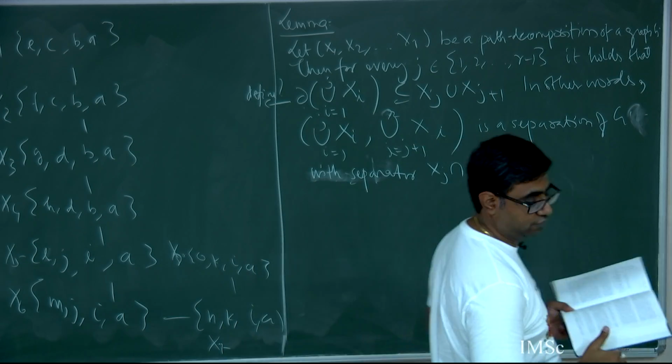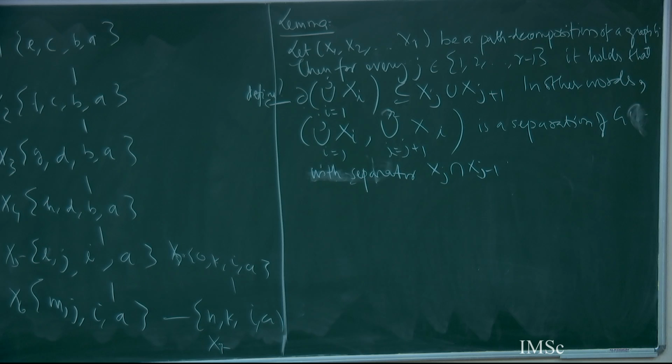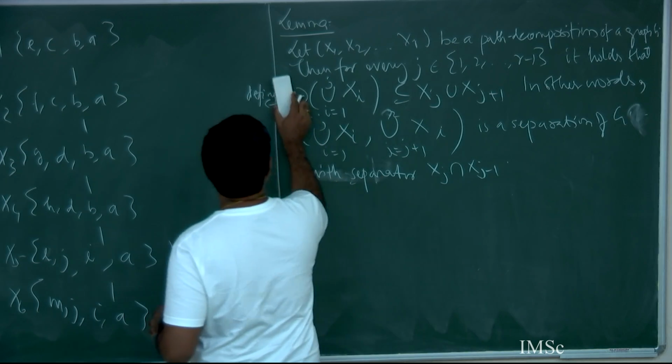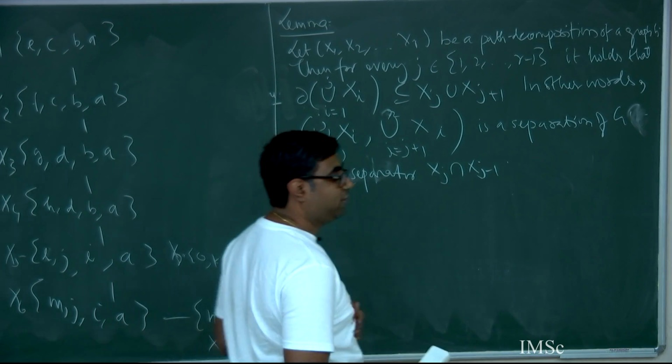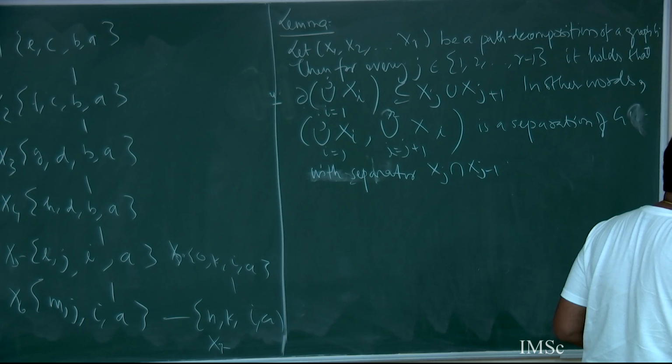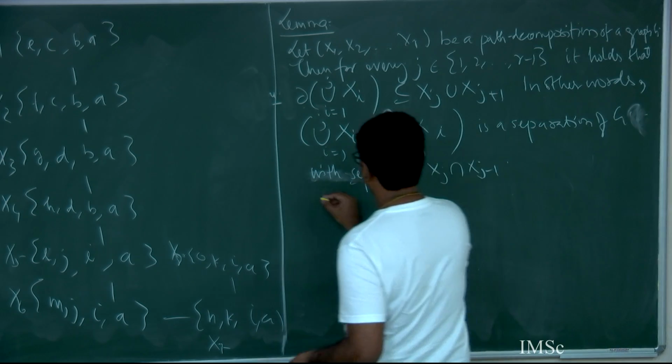So there are a few things which are not defined on the board. Okay, so let's just define all this terminology. First, what is the symbol we have defined? This is called boundary. So what is the meaning of this?